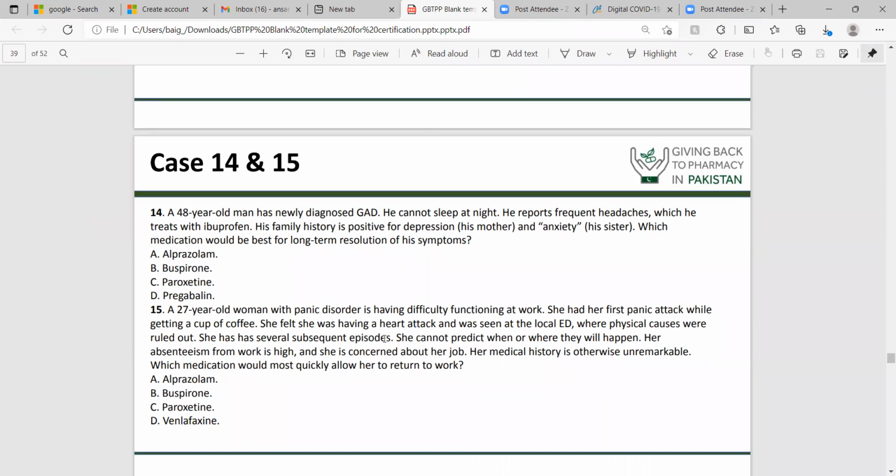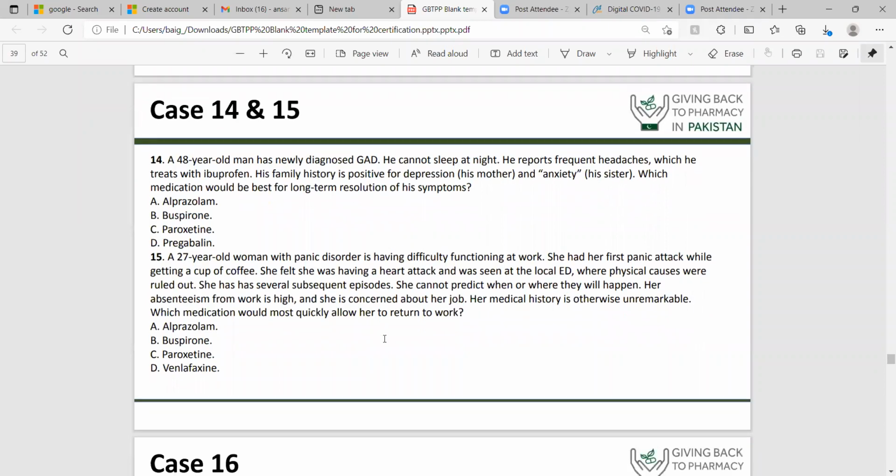So in this case, the best option is option C, because both SSRIs and SNRIs are first-line agents. Pregabalin is not approved for anxiety disorder, and we can use alprazolam, but in this case, we are not going to use it.